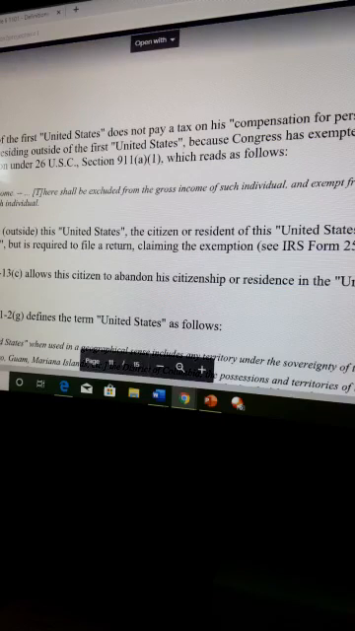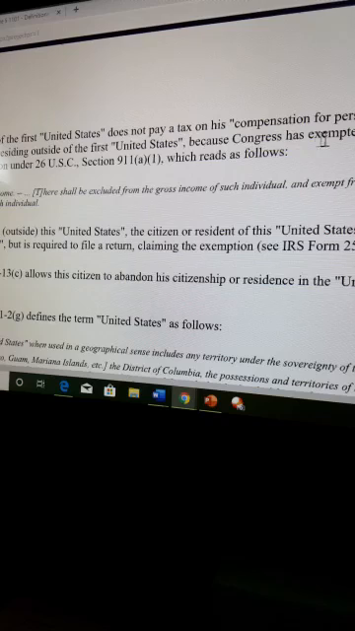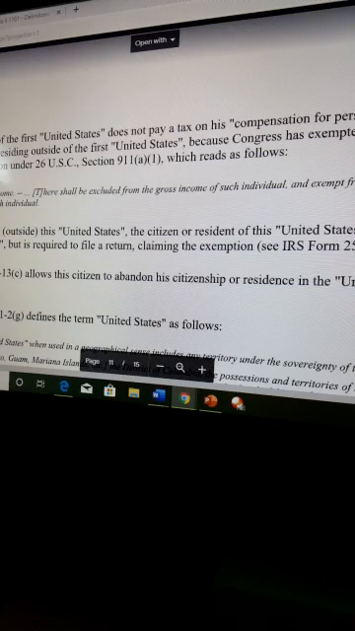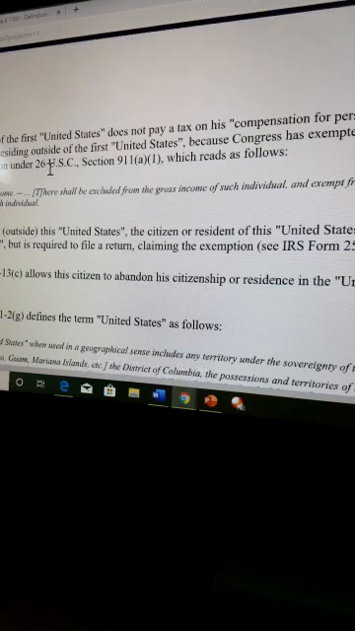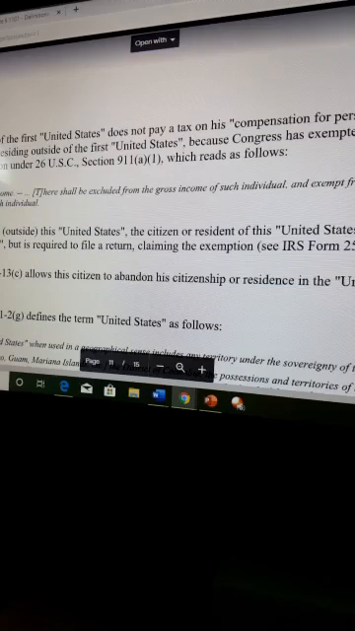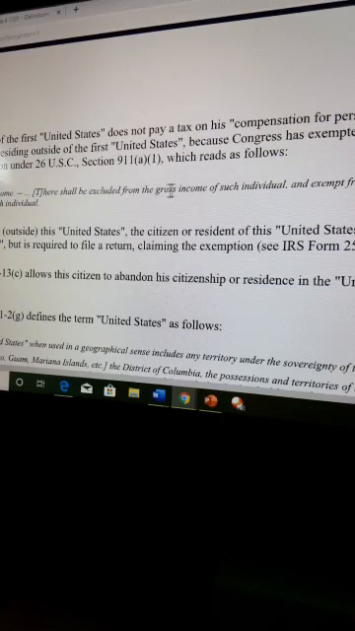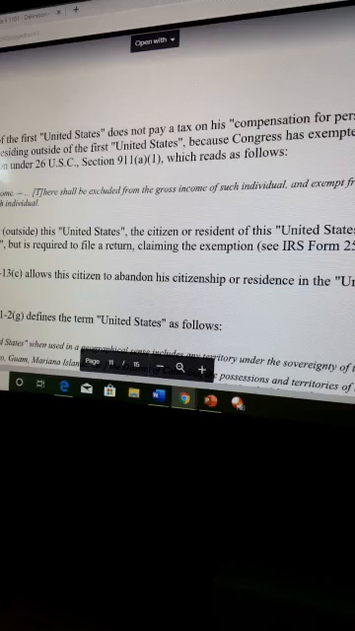A citizen or resident of the first United States does not pay a tax on his compensation for personal services actually rendered while residing outside of the first United States because Congress has exempted all such compensation from taxation under Title 26 USC Section 911A1, which reads as follows. 911A, exclusion from gross income. There shall be excluded from the gross income of such individual and exempt from taxation, 1, the foreign earned income of such individual. There you go, ladies and gentlemen.